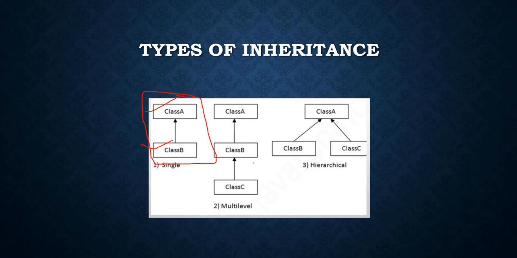Whereas in multi-level inheritance, class A is a superclass of class B, and class B is the superclass of class C. Class B becomes a subclass of class A and class C becomes a subclass of class B. And now class C is able to access the members of class B as well as class A. For hierarchical inheritance, class B is a subclass and class C is also a subclass, and class A acts as a superclass. Class A's members can be accessed by both class B and class C.